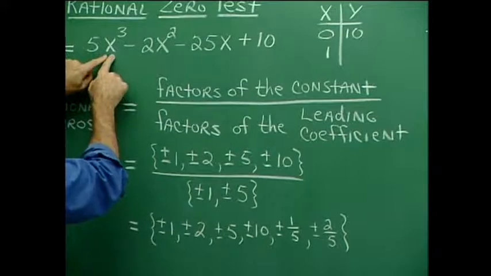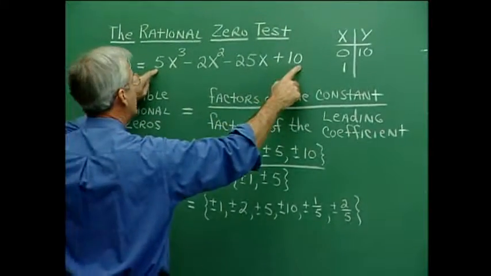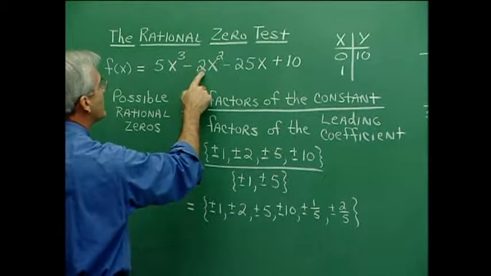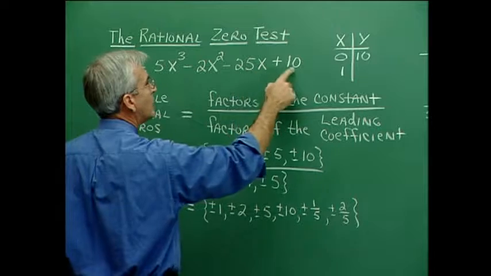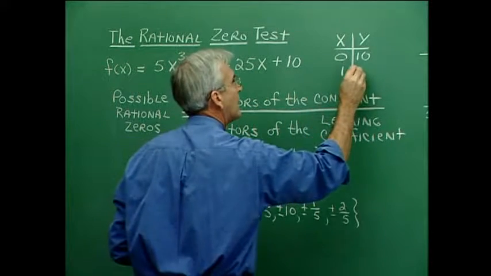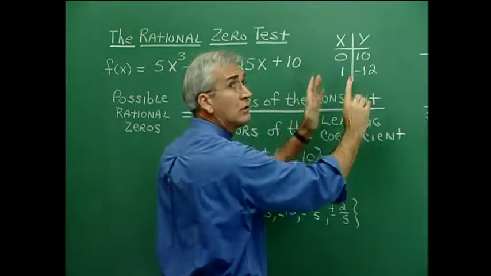If x is 1, then we have 5 minus 2 minus 25 plus 10. Let's see, 5 minus 2 is 3, 3 minus 25 is negative 22, plus 10 is negative 12. So when x is 1, y is negative 12. Let's put these points onto a coordinate plane.